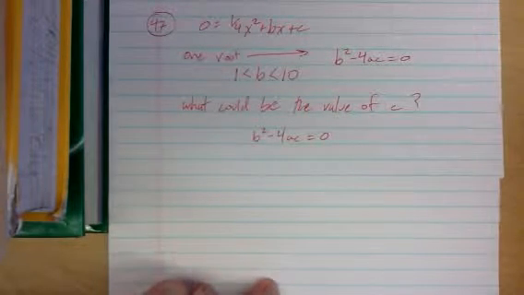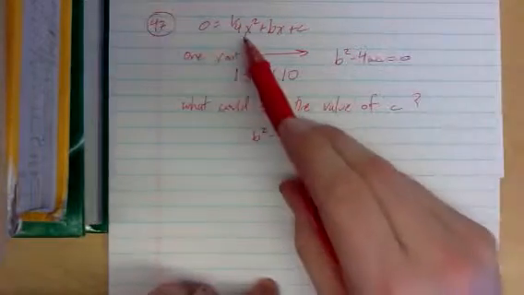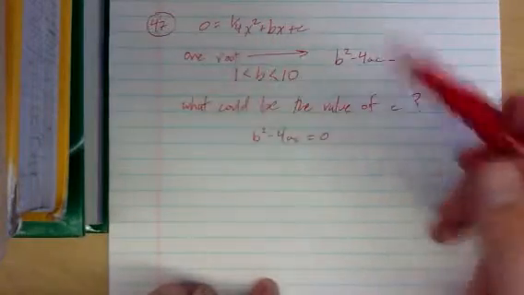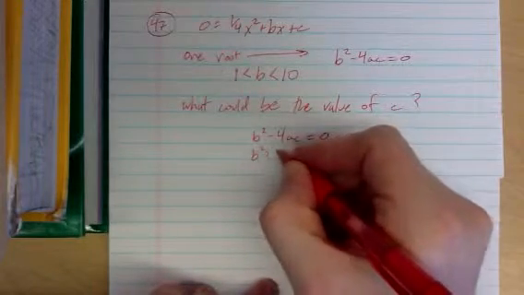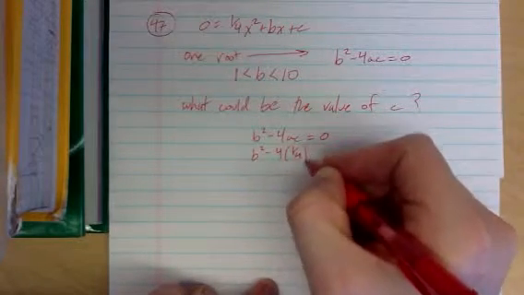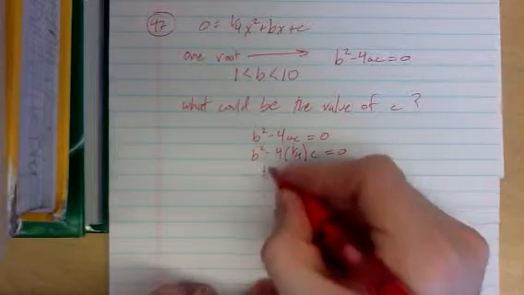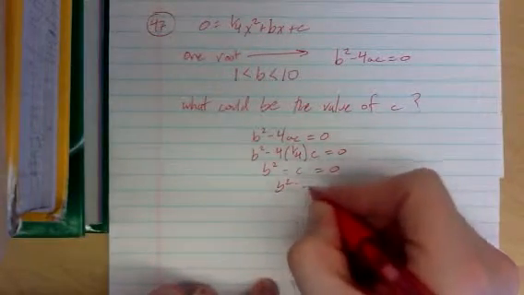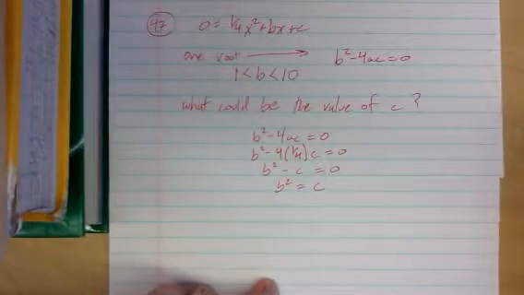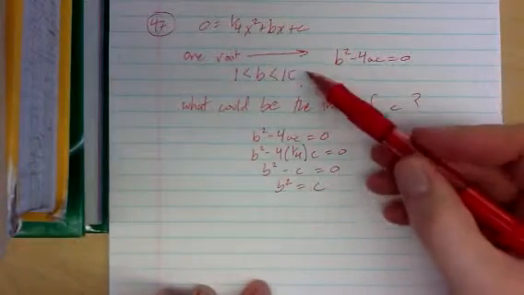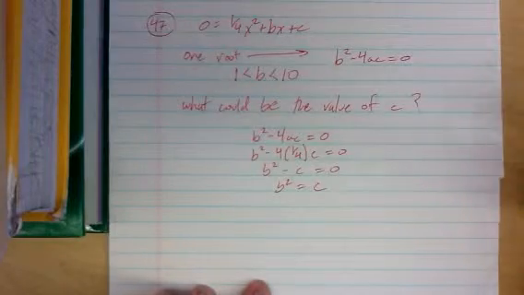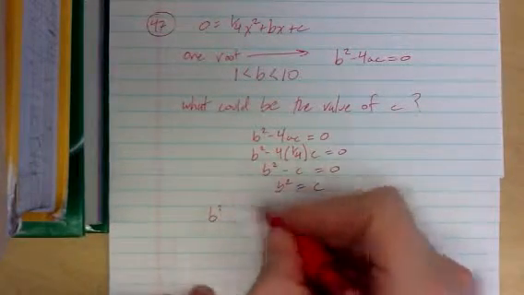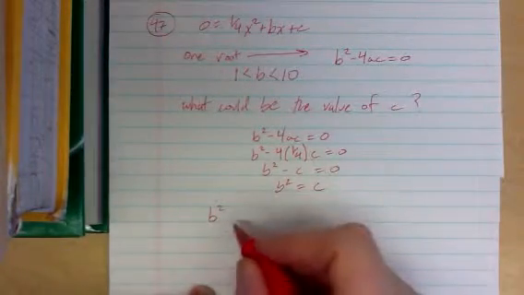b squared minus 4ac equals 0. We also know that in this problem, 1/4 is a. So that means that b squared minus c equals 0, or that b squared equals c. Now, b is an integer between 1 and 10. Therefore, b squared is going to also be an integer.